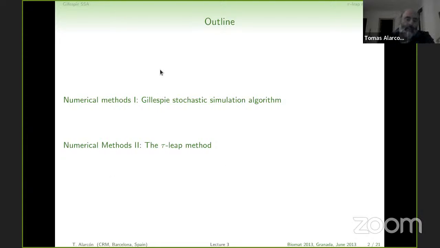I will start by explaining the Gillespie stochastic simulation algorithm, which is my favorite numerical method in the world. I think it's a very nice method, and it has some rather unique features. And then we will go to my least favorite numerical method in the world, but this is one that a lot of people apply, so I will also tell you about it.